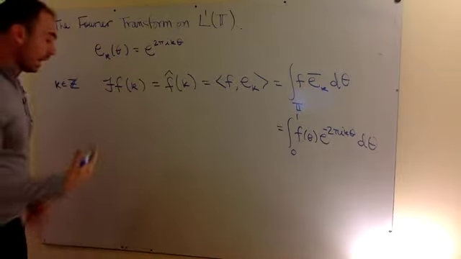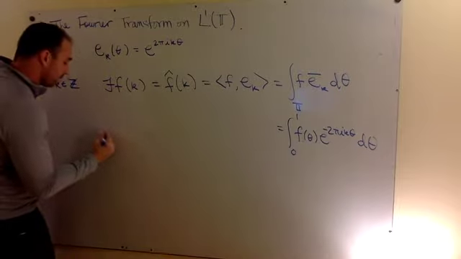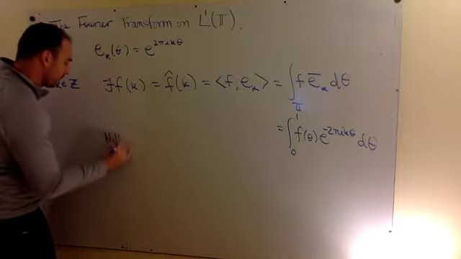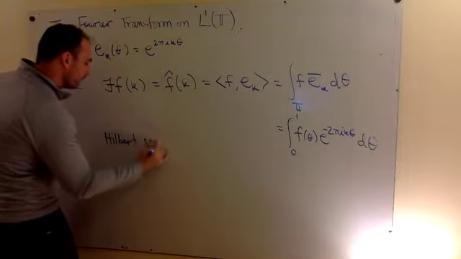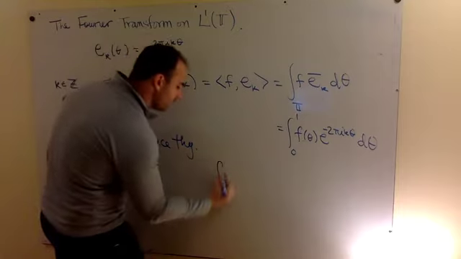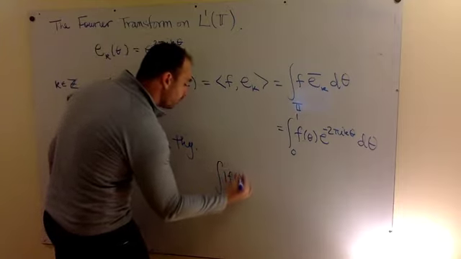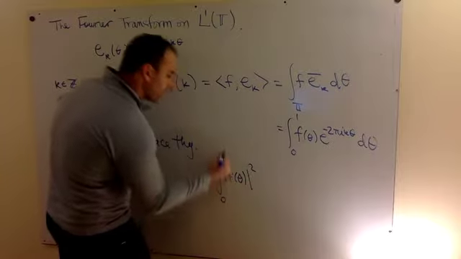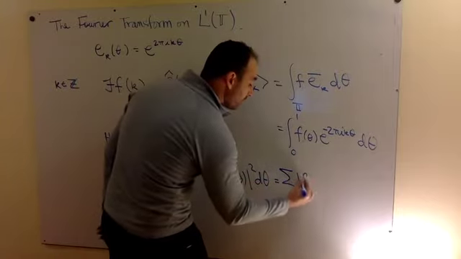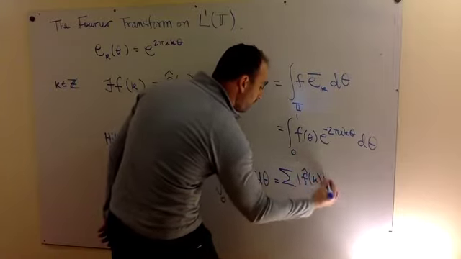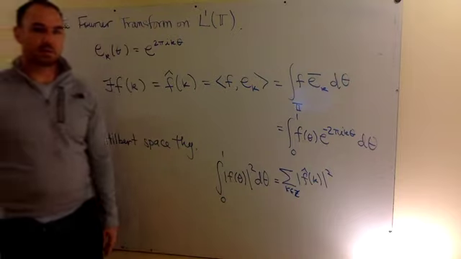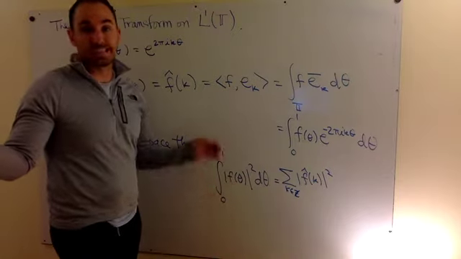Okay. And our basic Hilbert space theory, and in particular something called Parseval's, says that the L2 norm is preserved in terms of the sequence of L2 coefficients. So this was the Hilbert space theory. This is actually what we call Parseval's equality.